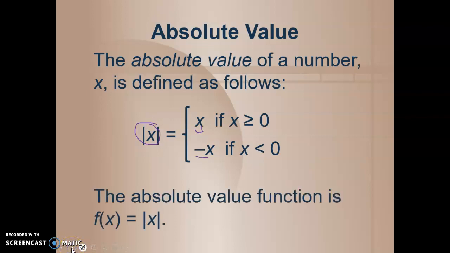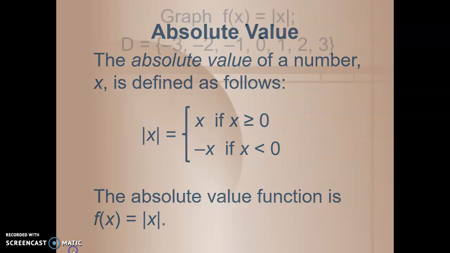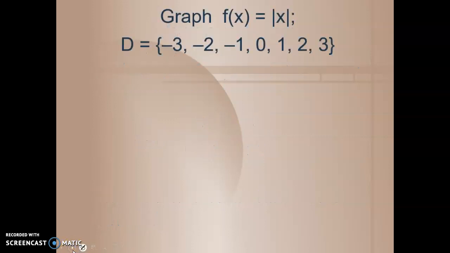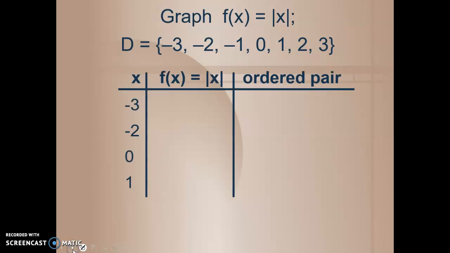The absolute value function is f of x equals absolute value of x, or y equals absolute value of x, if we write that in terms of y. Let's go ahead and try graphing this function, f of x equals absolute value of x, and we are given the domain -3, -2, -1, 0, 1, 2, and 3.